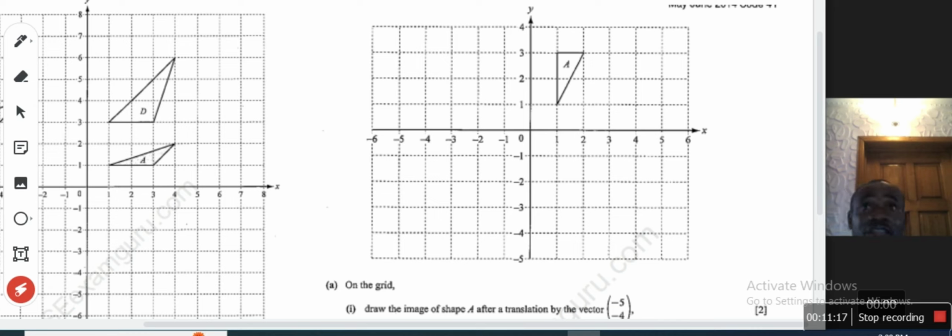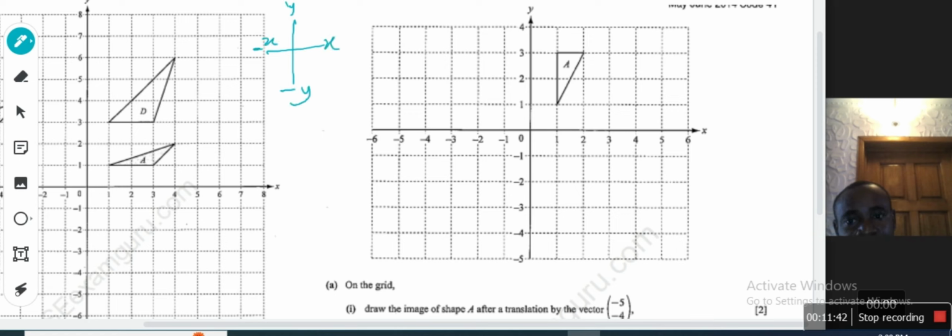The sign tells you which direction: minus or plus. If it is minus, you are moving it to the left. If it is plus, you are moving it to the right. That's for X. If it is plus for Y, you're moving up. If it is minus for Y, you're moving it down. Because that is where you have the Cartesian plane: plus of Y, minus of Y, plus of X, minus of X.